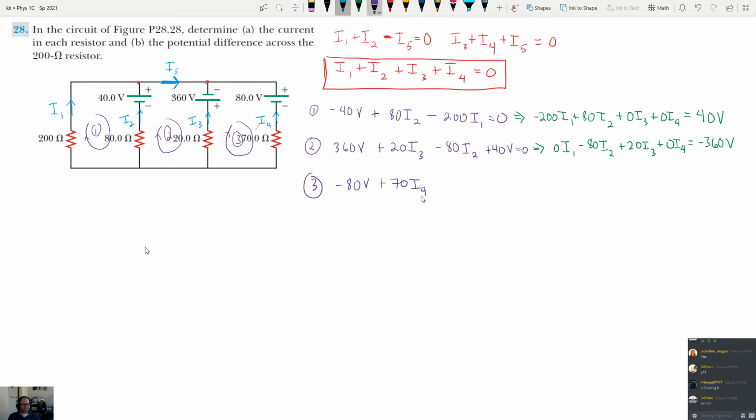Professor, for number 2, did I make a mistake? The 40 volts. Oh, you're right. So it should have been 360 plus 40, which is 400. So this very last one should have been negative 400. Thank you for catching that. Is that good?